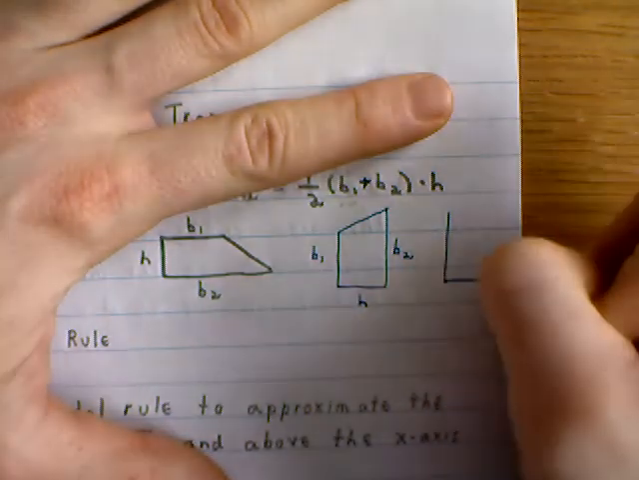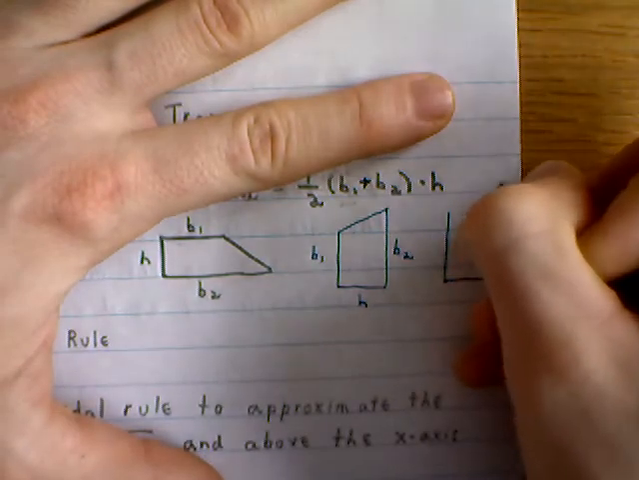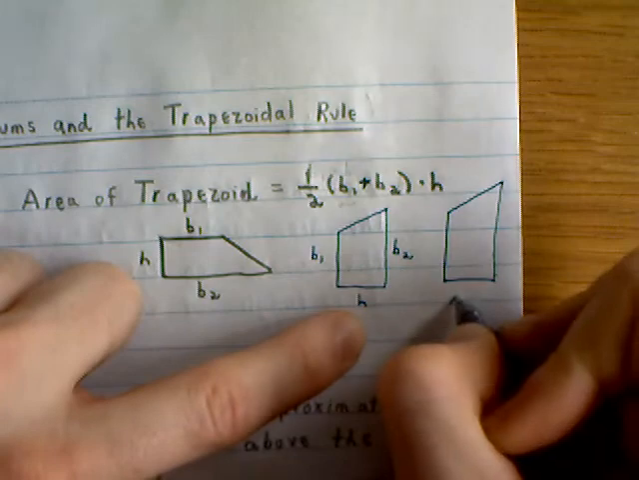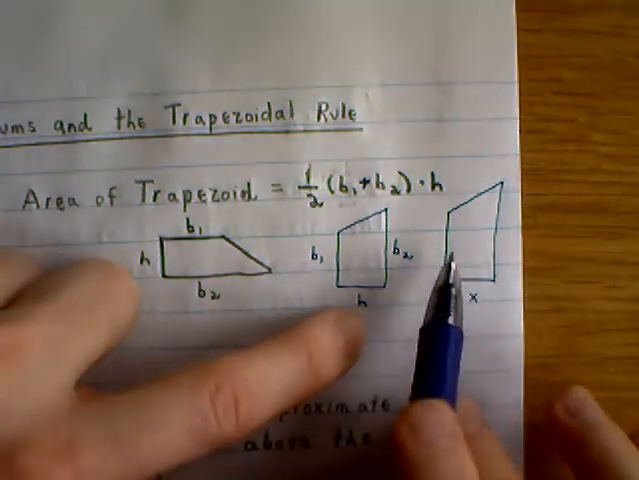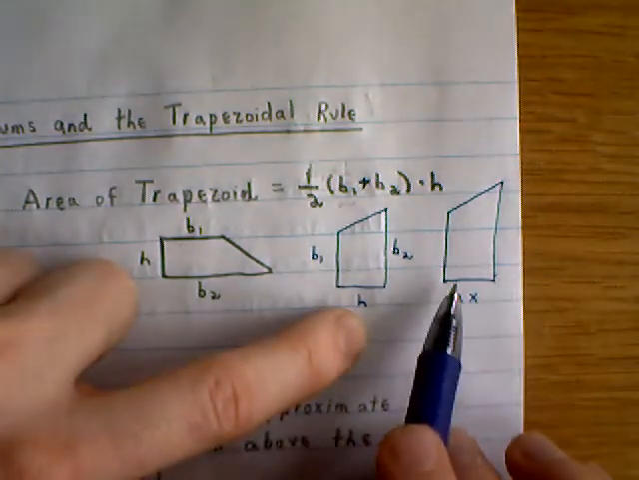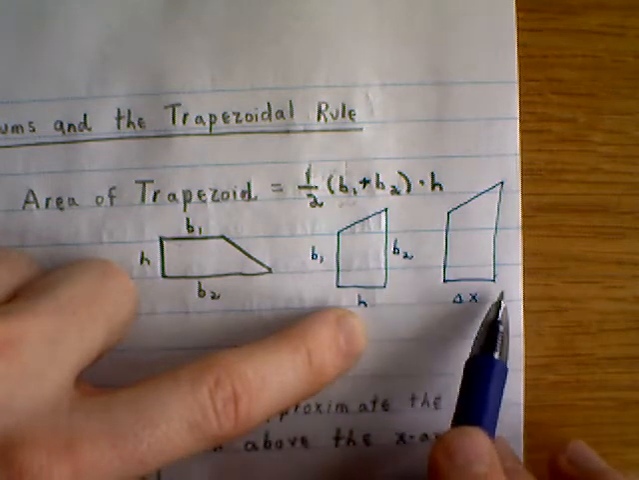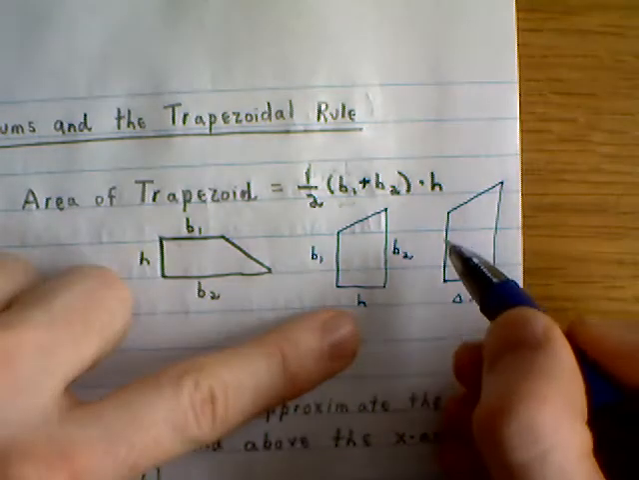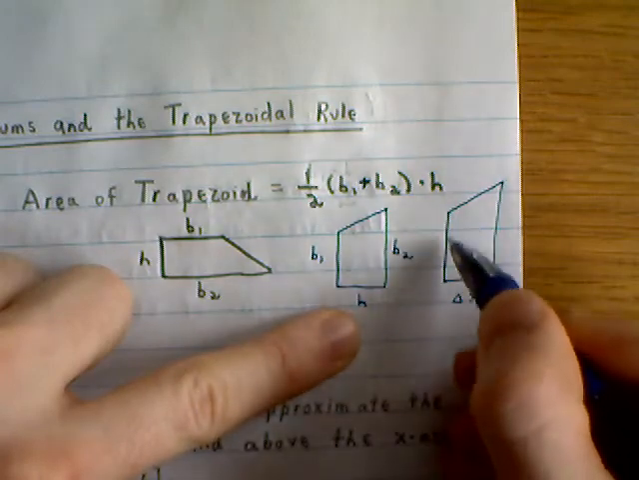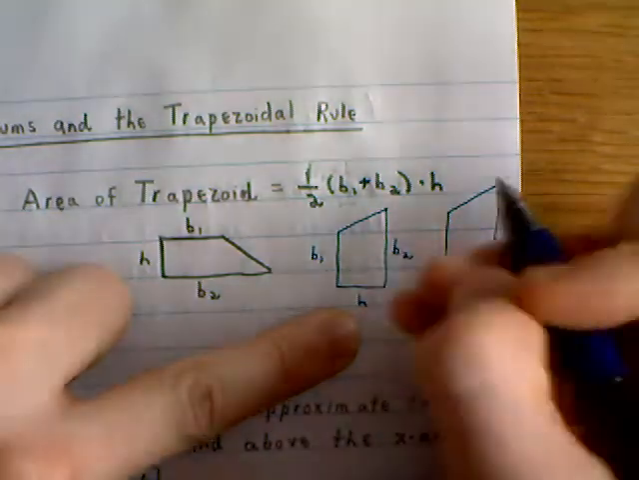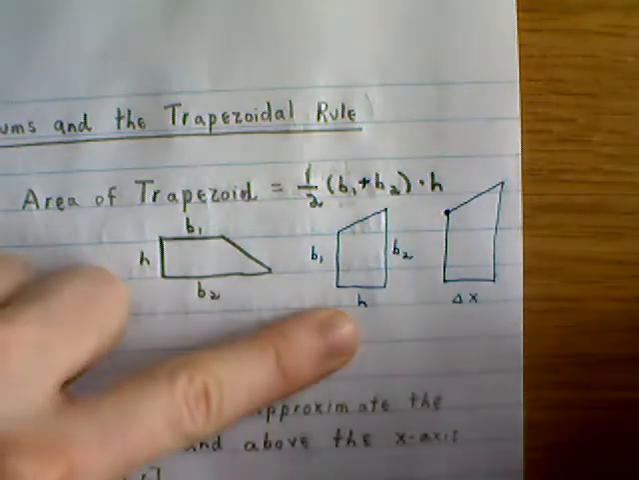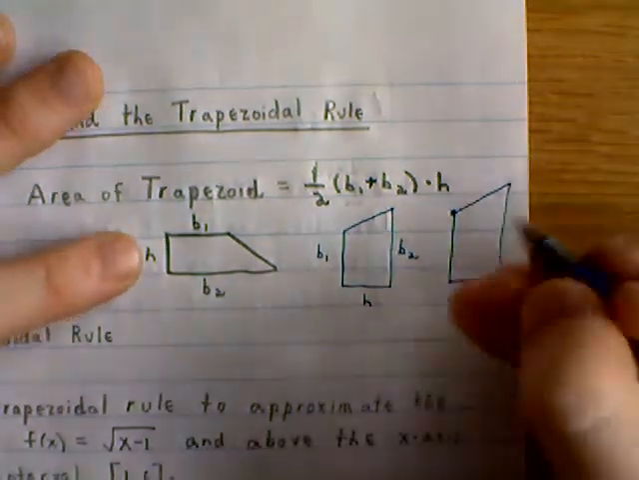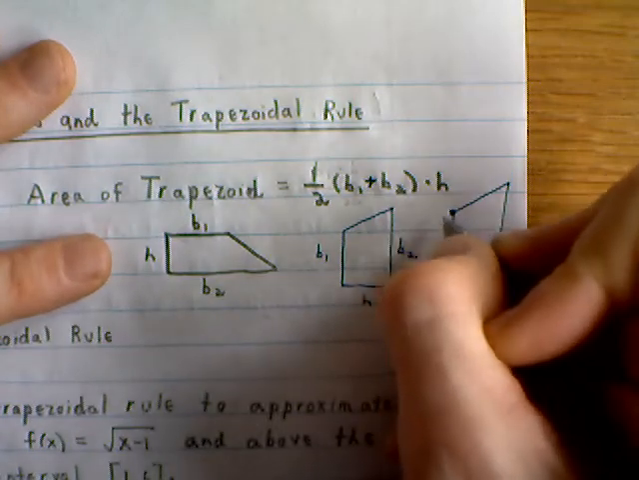How it's actually going to be when we do it graphically is it's going to look something like this. My height is actually going to be my delta x, because it's going to be the distance between each endpoint of the subinterval. All right, and then my base 1 is going to be the function evaluated at whatever this point is. We can call this maybe x sub i minus 1.